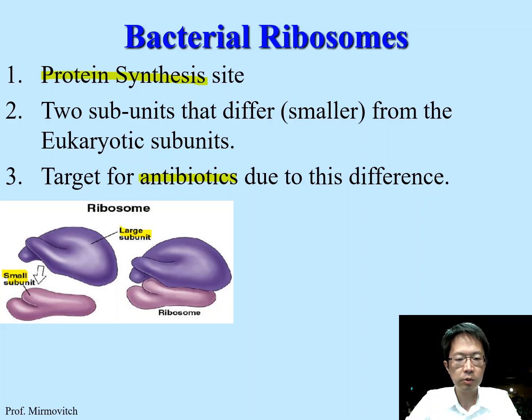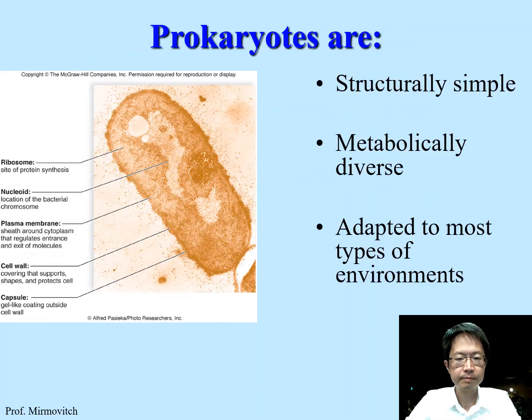And the two subunits differ: the size of the ribosome is smaller than the eukaryotic ribosome. In eukaryotic cells, we also have ribosomes, but the ones we have are larger. So prokaryotic cells are structurally simple. When we go to eukaryotic cells, you will see how much more complicated they are. Metabolically diverse.